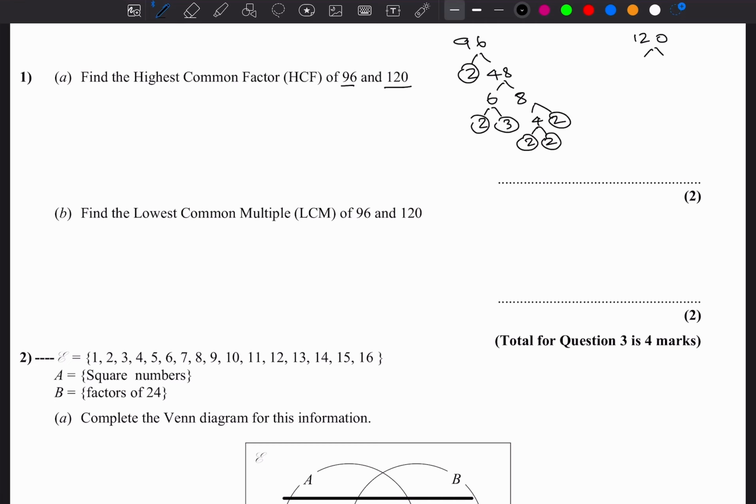120 you can say 10 times 12. None of them are prime. 10 is 5 times 2, both are prime. 12 is 3 times 4. 3 is a prime. 4 is 2 times 2, both are prime.